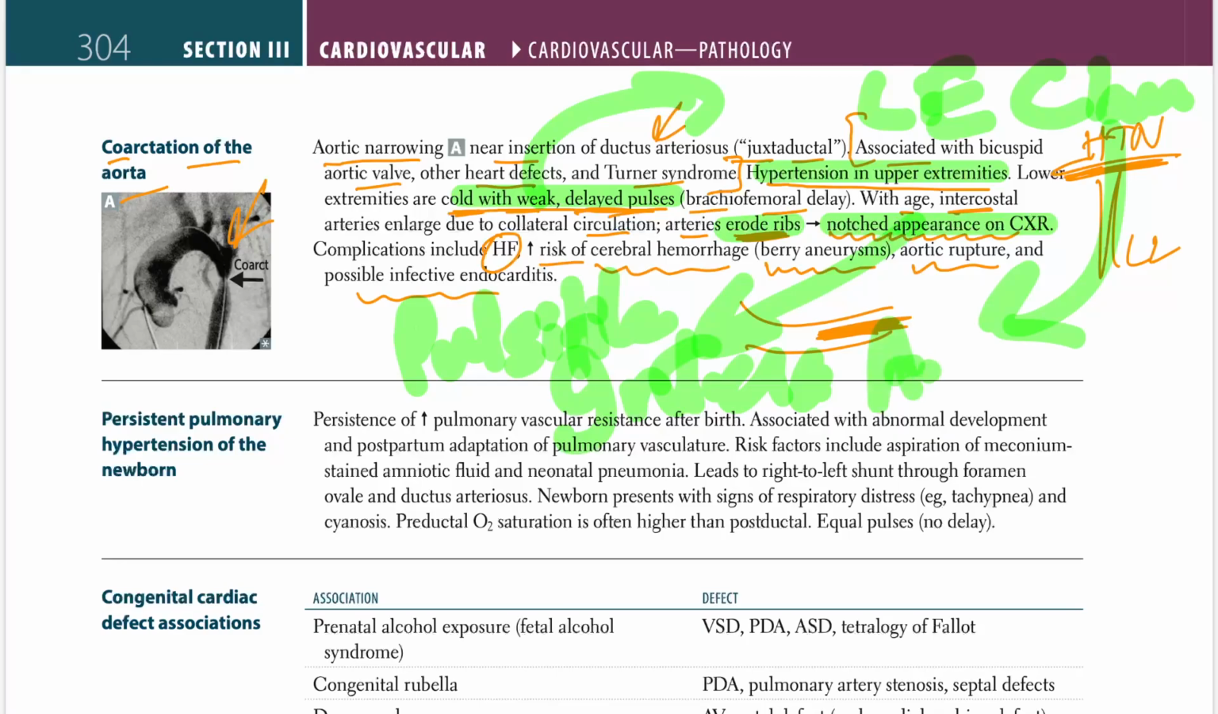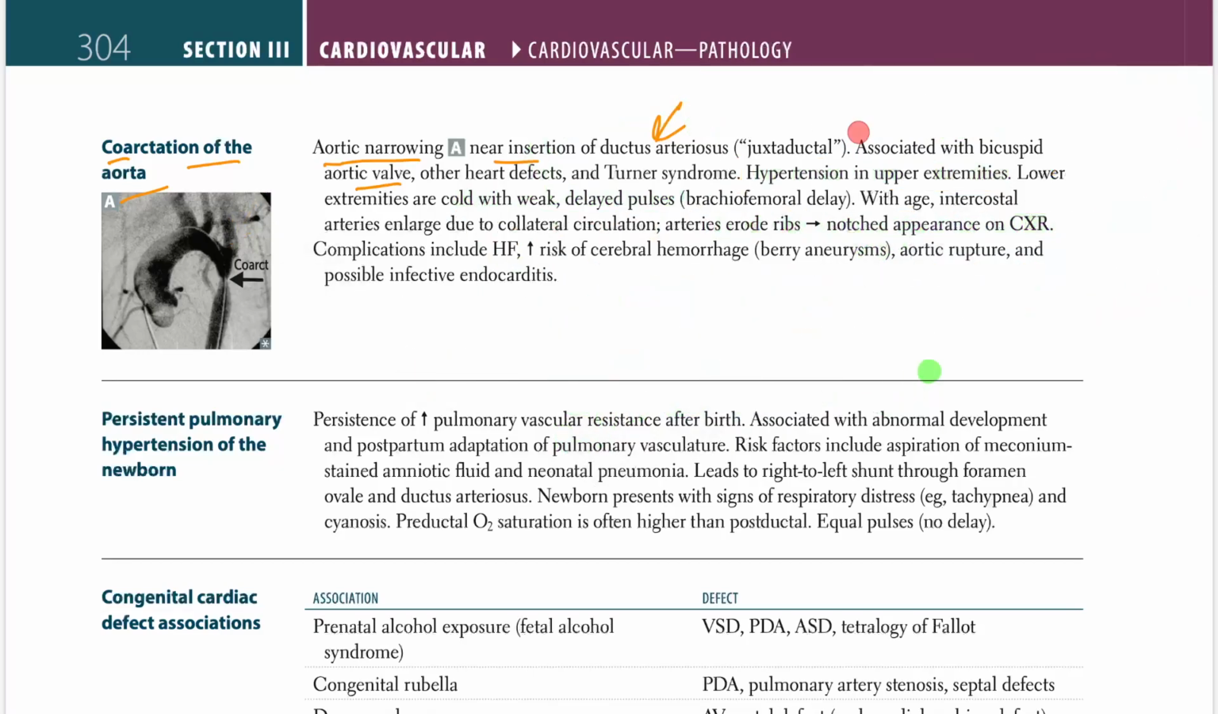Okay. On top of that, because now you have developed a collateral circulation, why would you develop collateral circulation in the first place? So here is the thing, right? We have a coarctation here, narrowing of the aorta. There is a narrowing, so there is a decrease in blood flow to lower extremities. So there will be some collateral circulation being formed from the intercostal arteries. Right? Collateral is going to form.